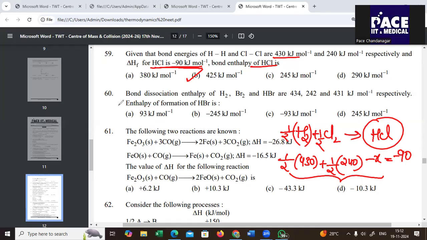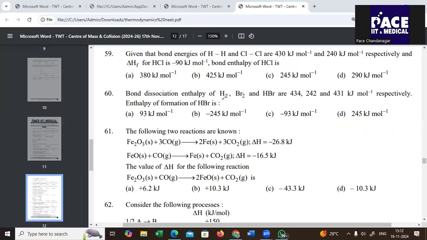Next, question number 60. Bond dissociation enthalpies of H2 and Br2. Same again, question number 60 is also the same. We'll do it again. Coming to the same thing, H2 and Br2, I would write it as H2 plus Br2 will give me HBr. Again, balance this: half of this plus half of this will give me HBr. Bond dissociation enthalpy of H2, this is A, B, and C.